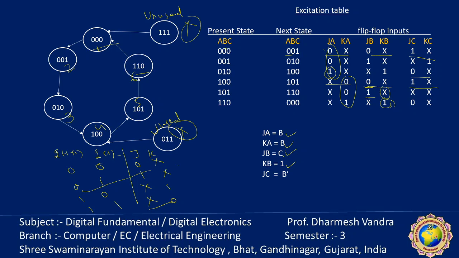so it will become B dash. See, JC is 1 here, then 0, 0 1 here, so 1 0 1 and 0. So in all four conditions, the B complement is there. So JC is equal to B dash and KC is always 1.